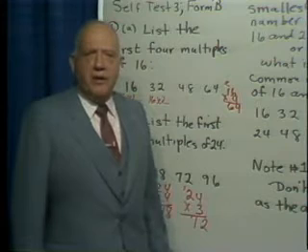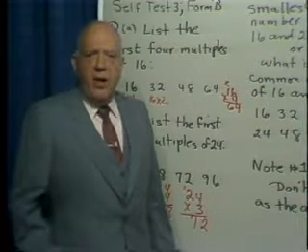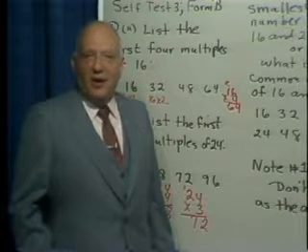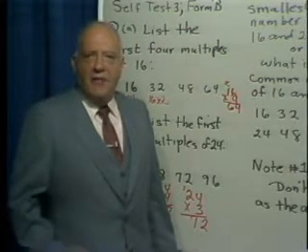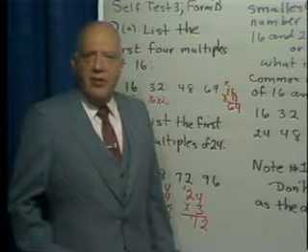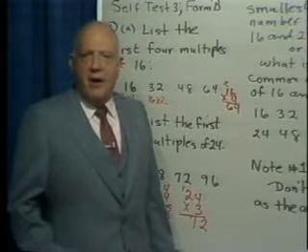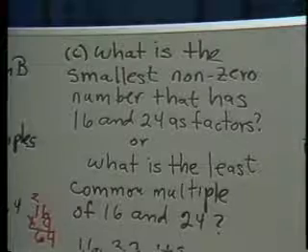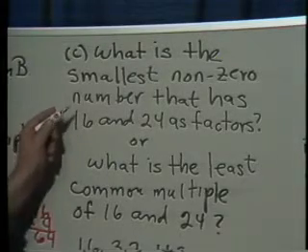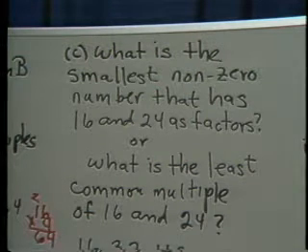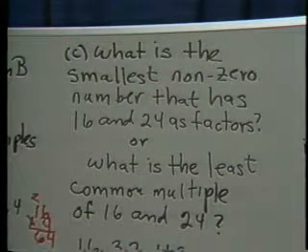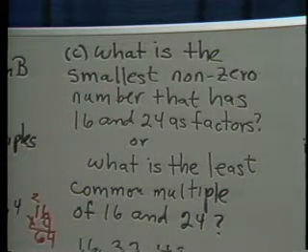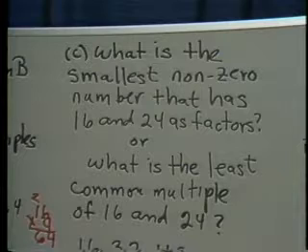Part C of this problem is extremely important, not so much just for getting the right answer, but because it's going to play a vital role in the next module. And for this reason, I want you to get used to the wording of Part C, because you're going to hear it several times during the remainder of the course. See, Part C says, what is the smallest non-zero number that has 16 and 24 as factors? Now, the reason I say non-zero here is because 0 is a multiple of every number.